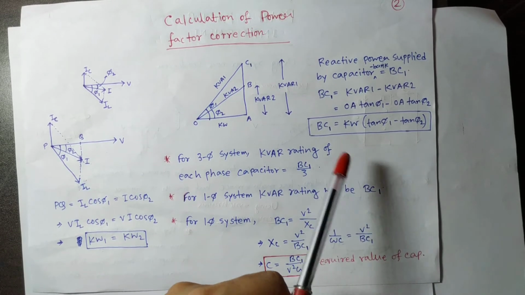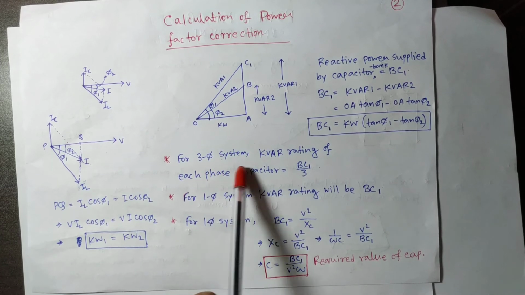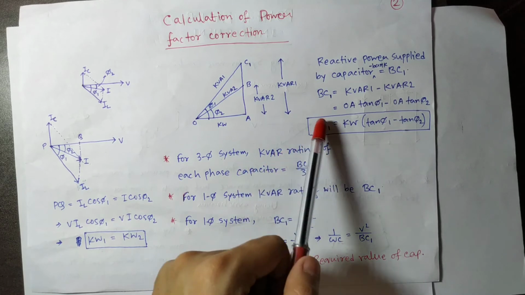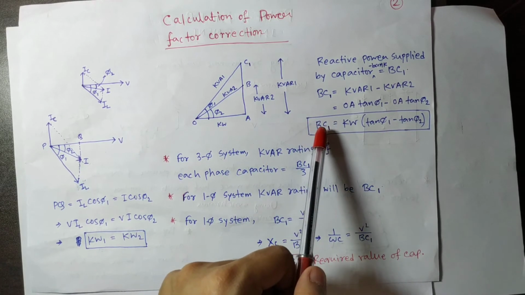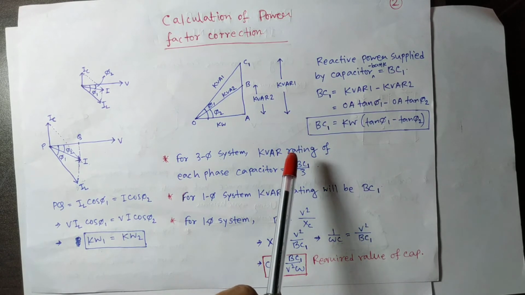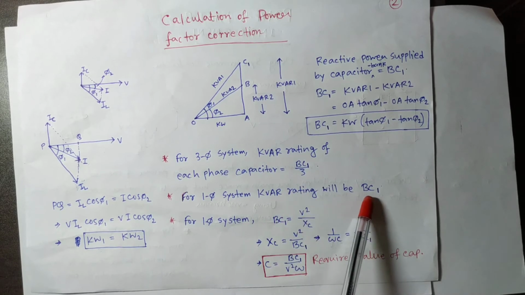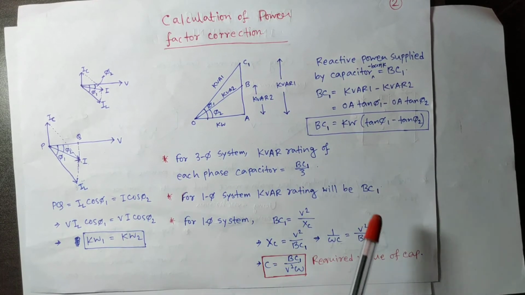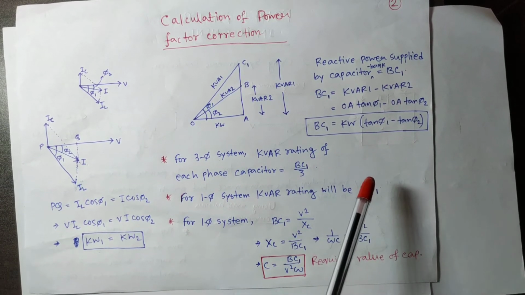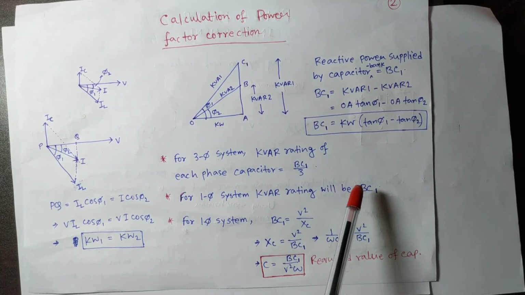A numerical can be asked in another way also. See here, it can be asked what will be the kVAR rating of each phase capacitor for a three-phase system. So the reactive power that you are getting is the total reactive power. In a three-phase system, obviously for each phase it will be divided by 3, right? But for a single phase system it will be only BC1, that means this. So a numerical can be asked in that way also, where power factor angles are given and you are asked to find the kilovar rating of each phase.